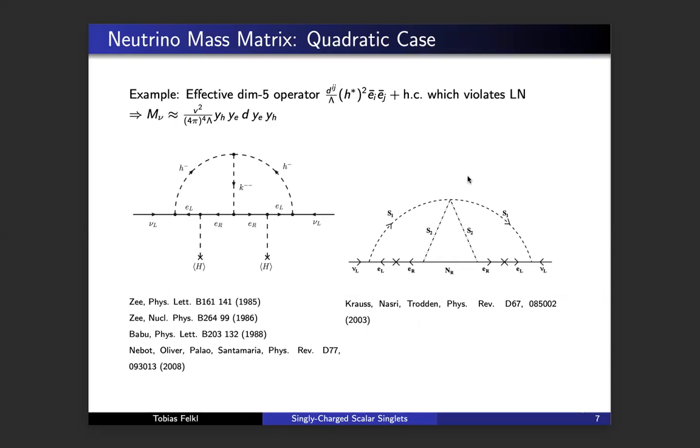Another example is the KNT model, or Krauss-Nasri-Trodden model, which features 2 copies of H, one of which is charged under a Z2 symmetry, and a neutral fermionic singlet, which is also charged under Z2. But as in the linear case, in order for the classification in terms of the quadratic case to apply, the details of the loop structures are irrelevant.